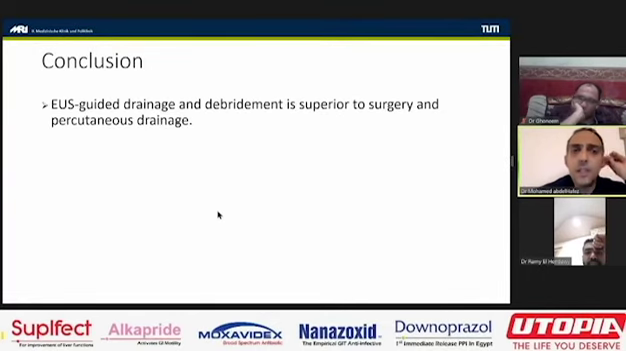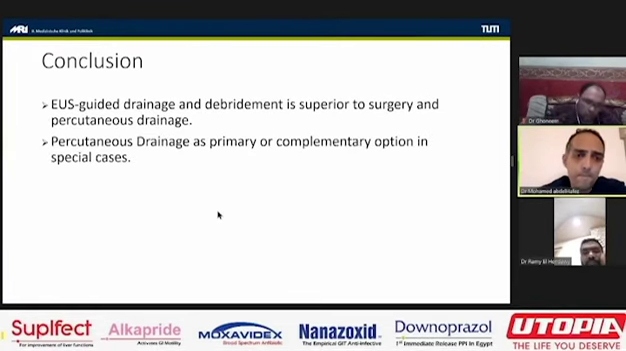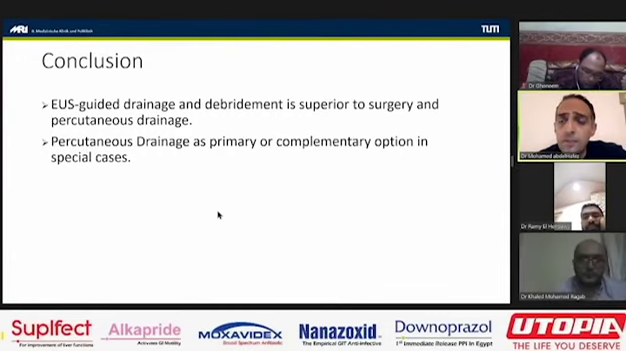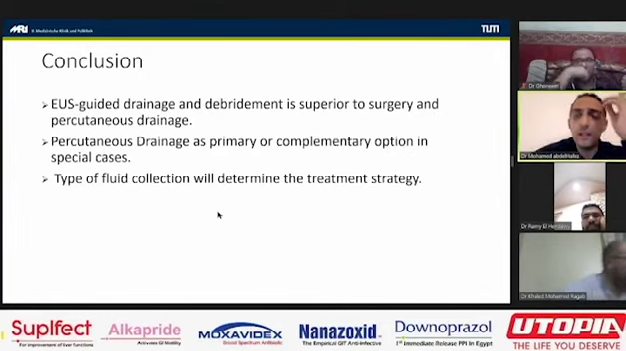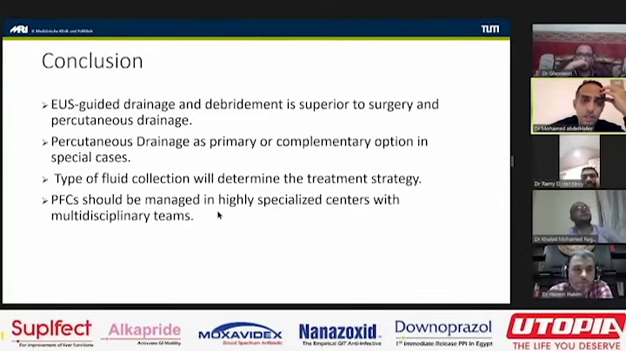Conclusion. EUS-guided drainage and debridement is superior to surgery. It is clear. Percutaneous drainage should be considered as complementary, or as a first option only in special cases when we believe that endoscopic is not doable or difficult, or we should wait. The type of fluid collection will determine the treatment strategy. That's why it is very important to understand the etiology and the pathogenesis of the disease. The peripancreatic fluid collection should be managed by an interdisciplinary team. I usually discuss such cases with a good radiologist and a good surgeon.